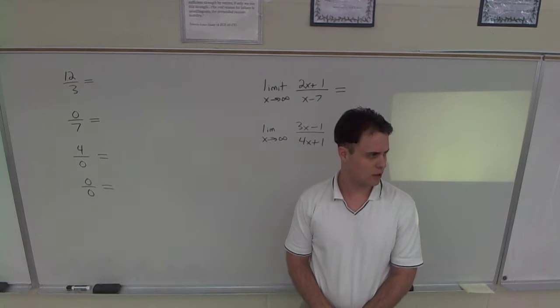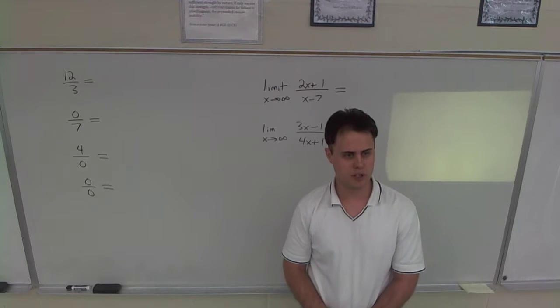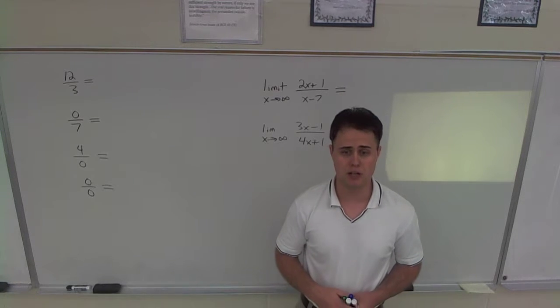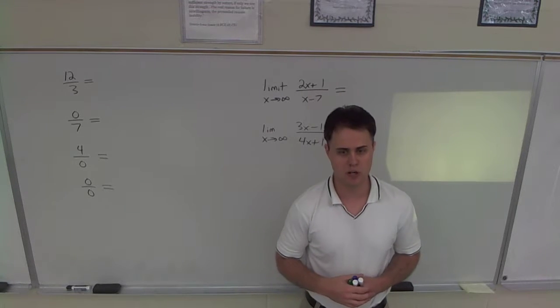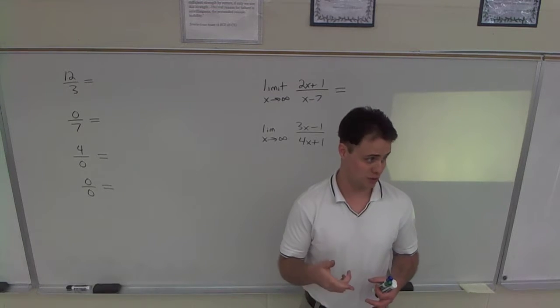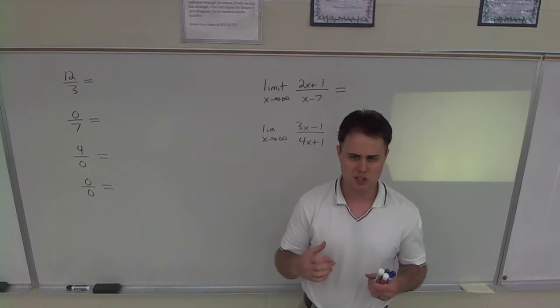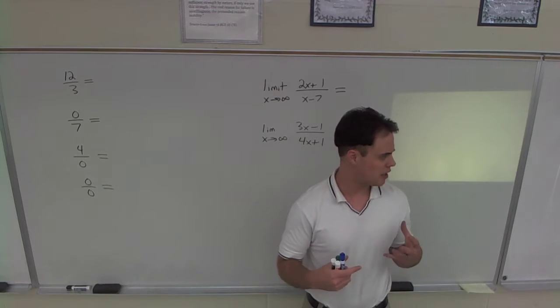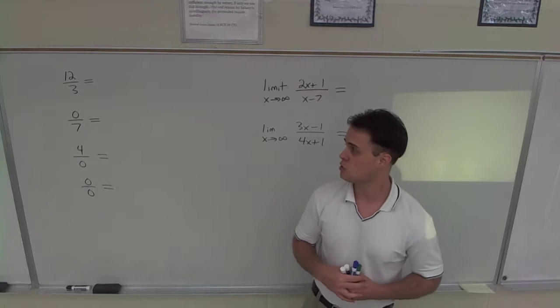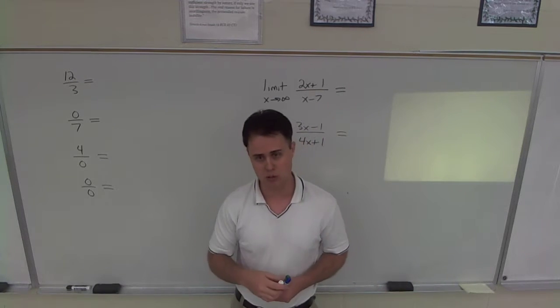If you ever have a limit work out to 0 over 0, or what's the other most popular indeterminate form you guys have seen before? Infinity over infinity. That's an undecidable thing unless you use clever algebra or a big machine called, it's really a small machine, but it's called L'Hopital's rule. So we're going to see L'Hopital's rule come up, but we're going to see that there are other forms that are undecidable or indeterminate as well. So I just thought we'd go back to the real basics before we talk about some of those indeterminate forms, okay?